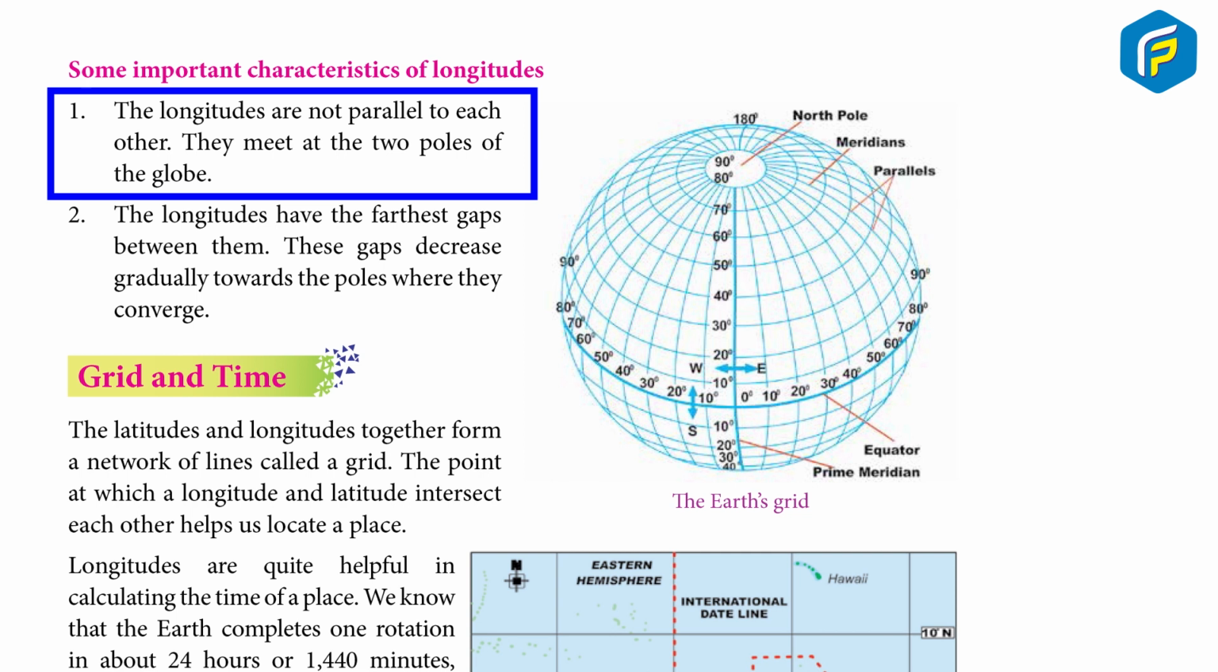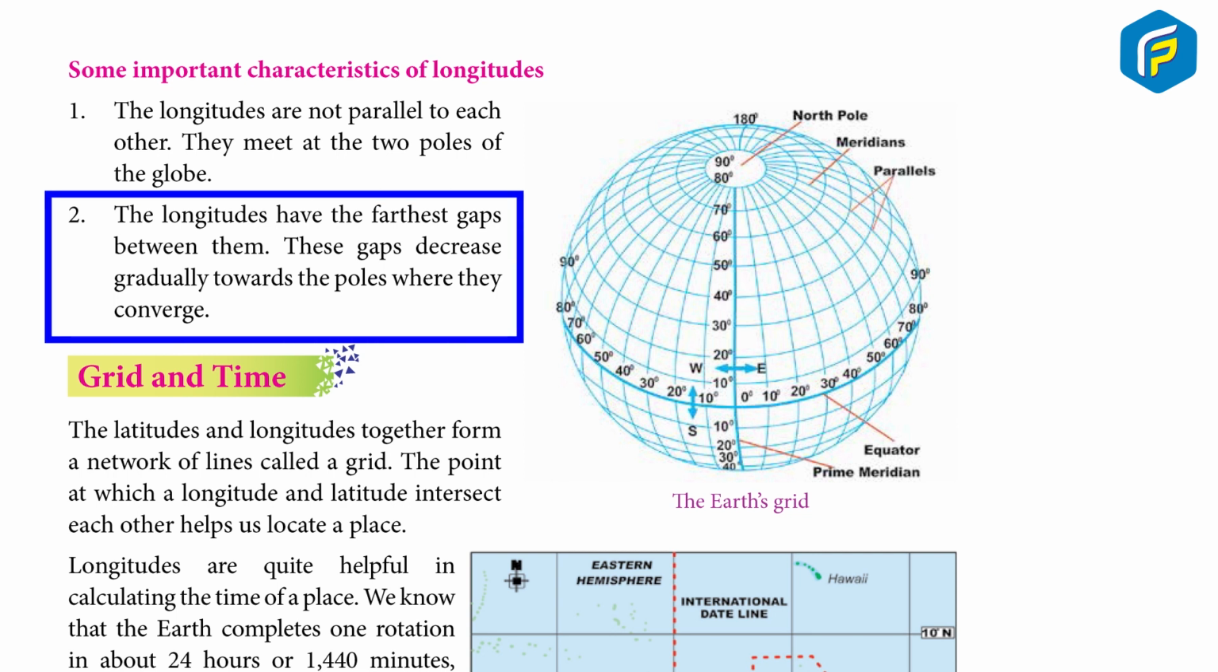Some important characteristics of longitudes. 1. The longitudes are not parallel to each other. They meet at the two poles of the globe. 2. The longitudes have the farthest gaps between them at the equator. These gaps decrease gradually towards the poles where they converge.